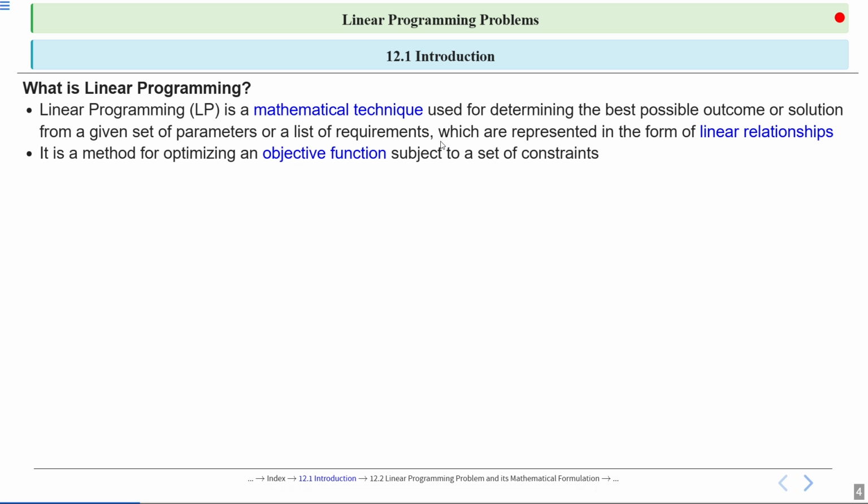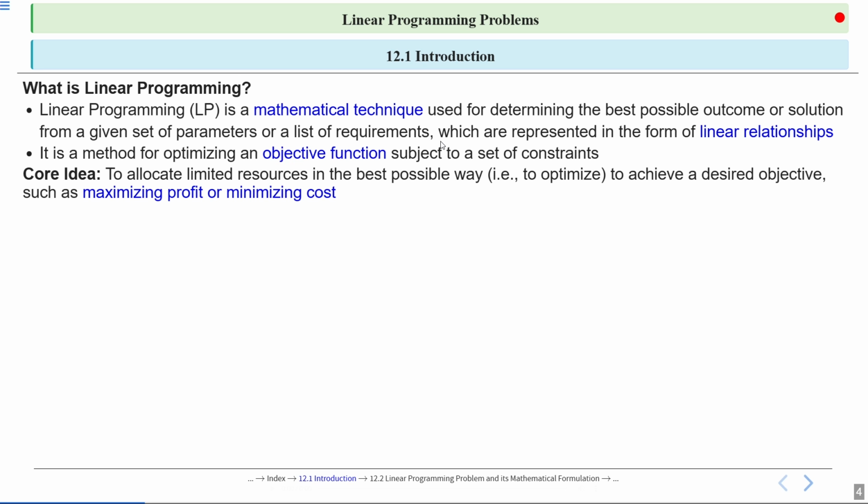So this is a method used to find the best solution to a problem where you want to maximize or minimize a goal or objective function while following certain rules or limits. Okay, the core idea is to use limited resources in the best way possible to reach a goal. Okay, so like making the most profit or spending the least money. Okay, so first we will discuss some key components.